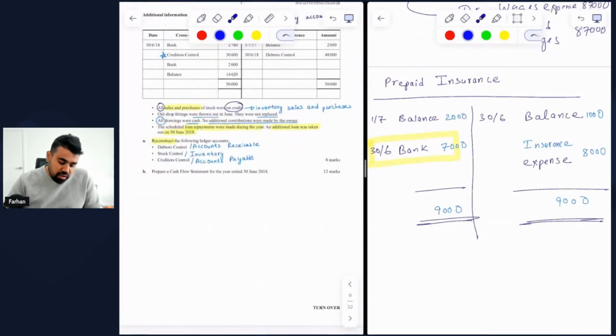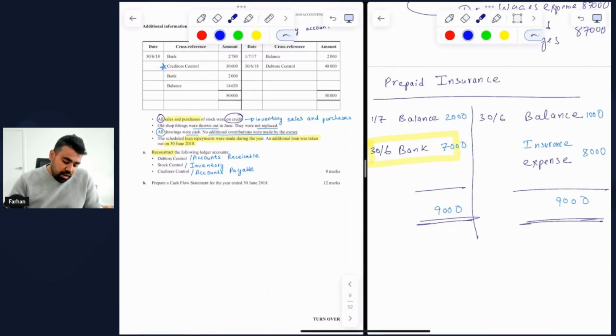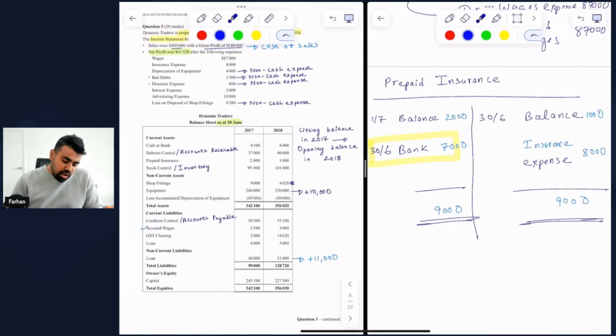Based on the additional information that's given to us, the second line says all shop fittings were thrown out and they were not replaced. Right? So what does that mean? Let's check the balance sheet for shop fittings, and you can see that there has been a reduction from 9,000 to 4,620. Now, this reduction is not referring to any disposal. This reduction is referring to the shop fittings that we have thrown out and have not replaced.